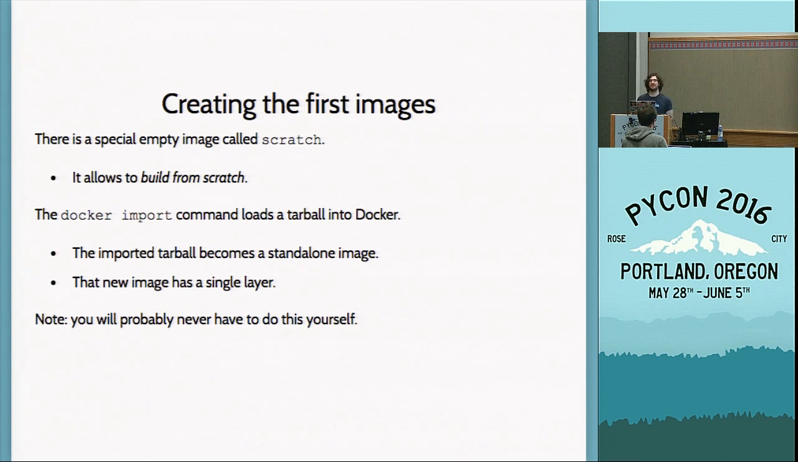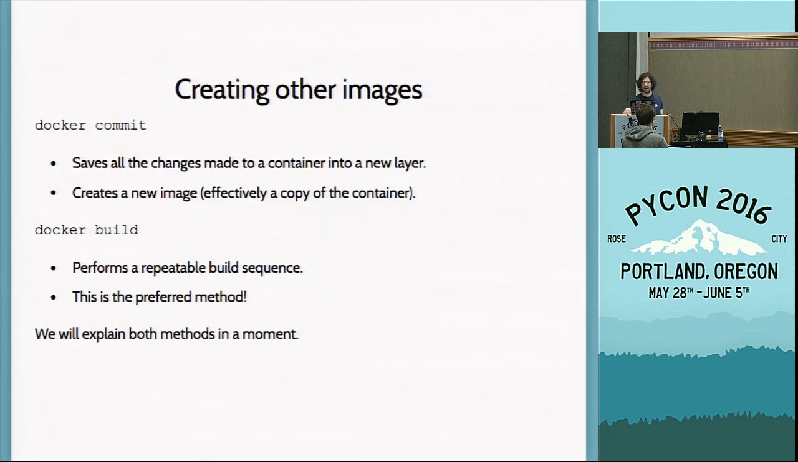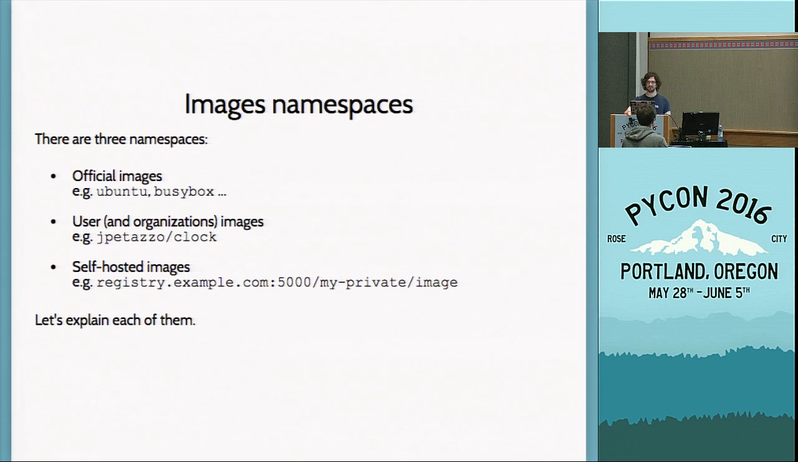Then we have the docker import command. Like you can make a tarball of an existing server and say, okay, I want to create an image out of that. So that gives you a base image. But most likely, the way you will build images is with the docker commit and docker build commands. So docker commit is the command to freeze an existing container into a new image, and docker build will take a Dockerfile, a recipe to build a container, and it will just apply the steps and give you your new image. And we're going to use that in just a minute.